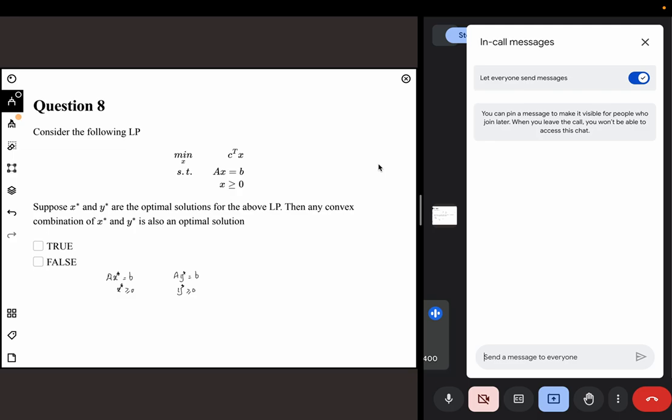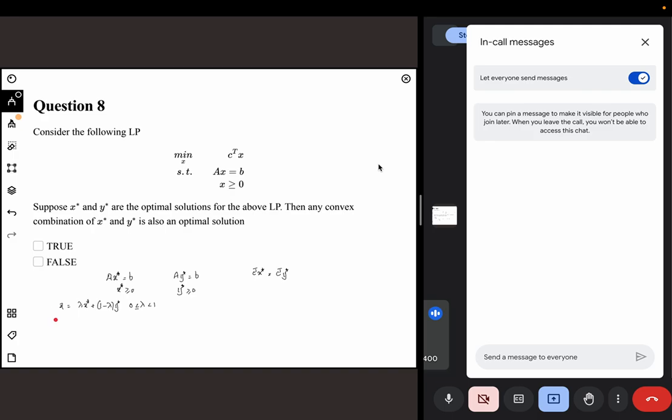And as we discussed before, since both are optimal solutions, the objective value should be the same for both of them. So c transpose x star should be equal to c transpose y star. If I define a new point as a linear combination of these two points, lambda x star plus 1 minus lambda into y star, such that you have the condition satisfied, then what would happen? First thing, will it be an optimal solution?